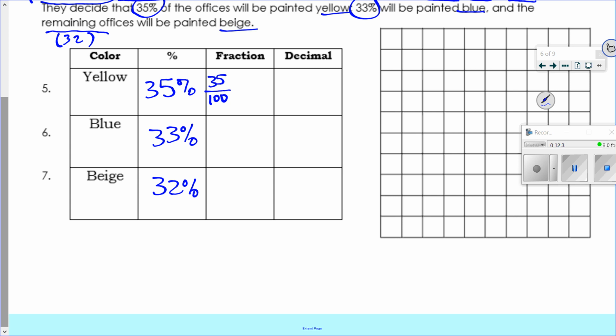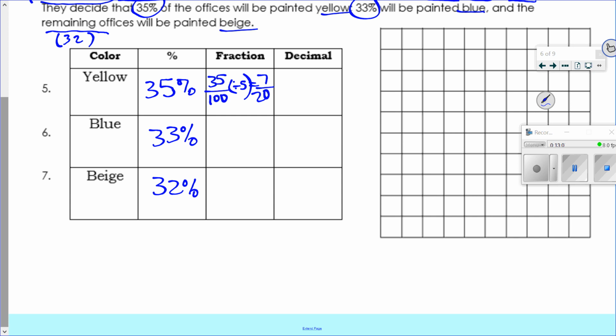Okay. Am I finished here with this fraction? Yes, I have to simplify it. I simplified it by 5. And I got 7 over 20. So that equals 7 over what? Good job. All right. Am I finished now? Yes, I'm good here.